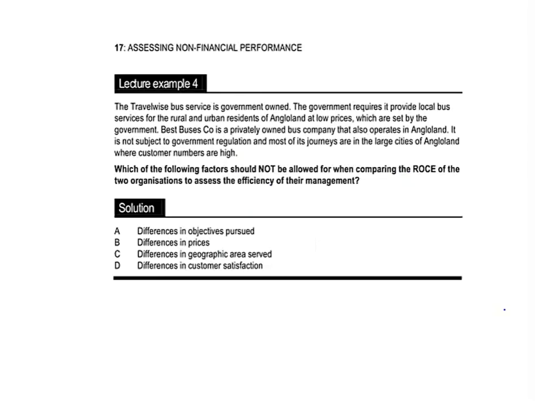Lecture example 4 is similar to a question from the pilot paper and gets us to think about how this chapter could be examined. We have some information in the scenario about the Travelwise bus. It's government owned, and it is required to provide local bus services for the rural and urban residents of a fictitious country, Anglo-land. These services have to be provided at low prices set by the government. Then we have another company, Best Buses, which is privately owned and also operates in Anglo-land, but it doesn't have any government regulation, and its journeys are in the large cities with high numbers of customers.